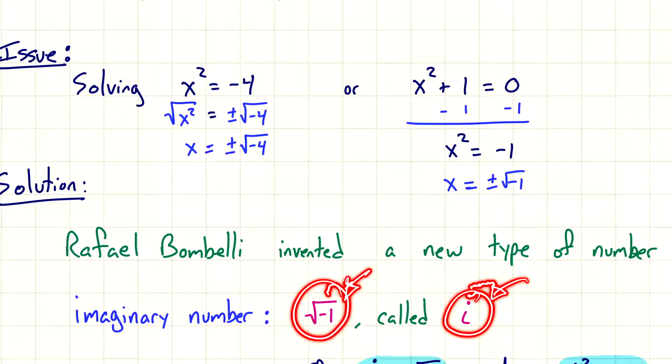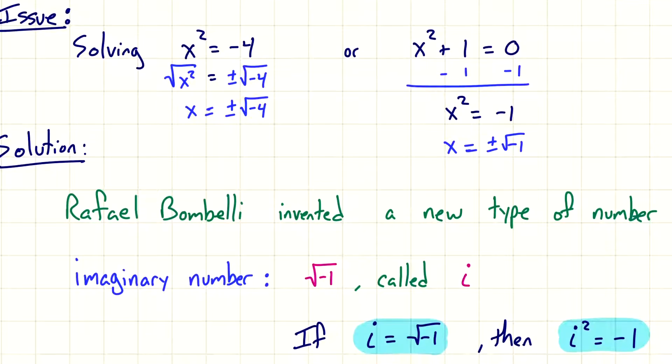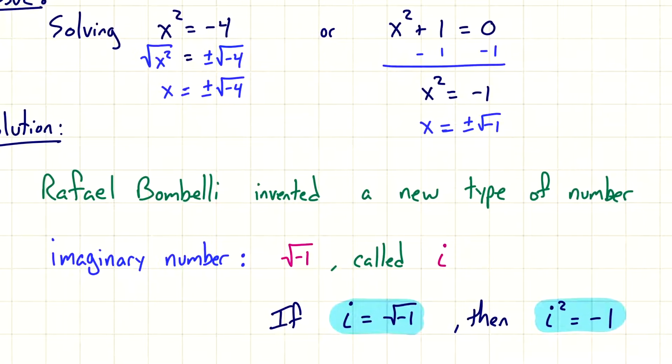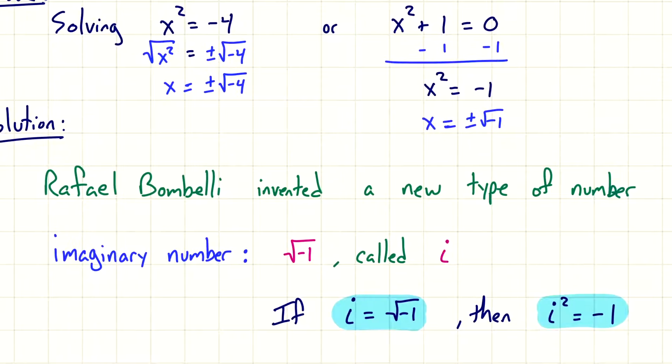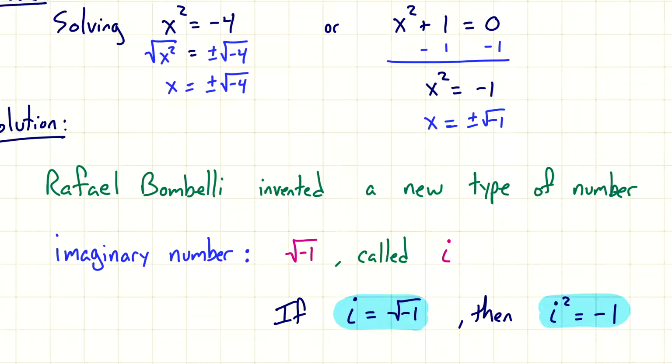And so with this one idea, he understands that if i and the square root of -1 are really the same thing, then that must mean that if he squares both sides, then that's going to mean i squared is equal to -1.